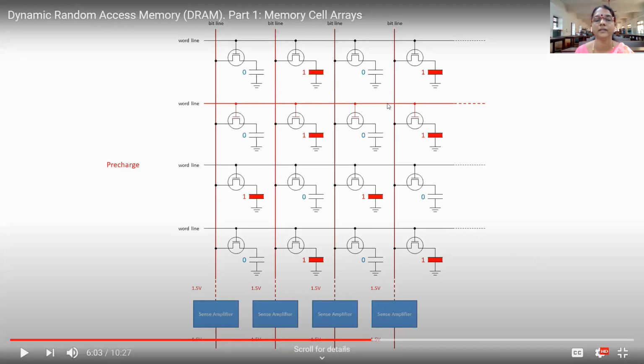Can you see this red color? The word line is now charged to high, or it is charged. Okay, the voltage is made available to the gate.